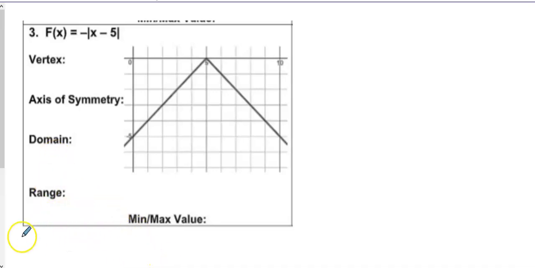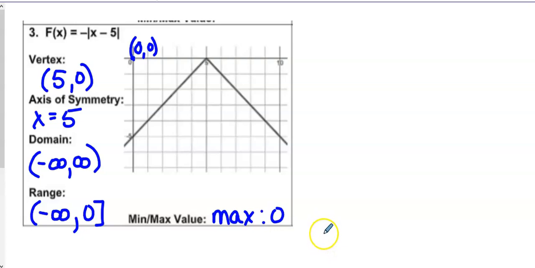Okay, so this one I would encourage you to pause your video, try it, and then come back and see if you got everything right. Okay, so if you paused your video and came back, you should have all of these filled in. Your vertex is 5, 0. Axis of symmetry matches the x value, x equals 5. Domain is always the same, all real numbers. The range, it stopped at 0 on the y-axis. It has a maximum because that's the top of that hill, and the maximum is at 0.